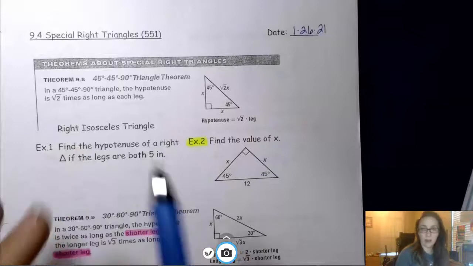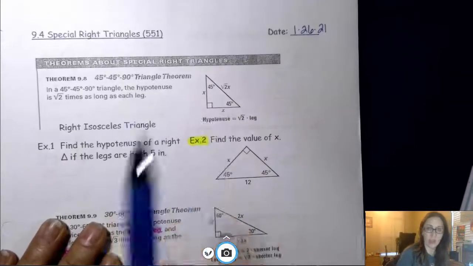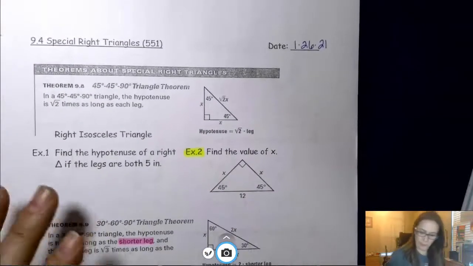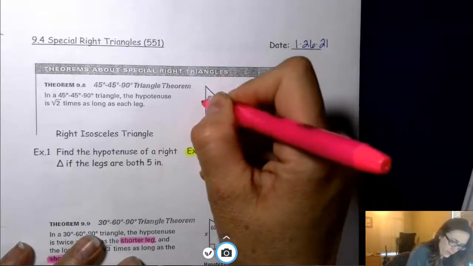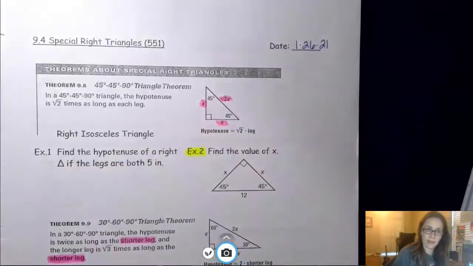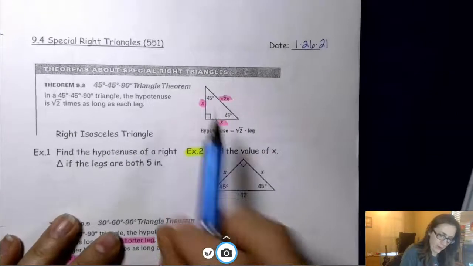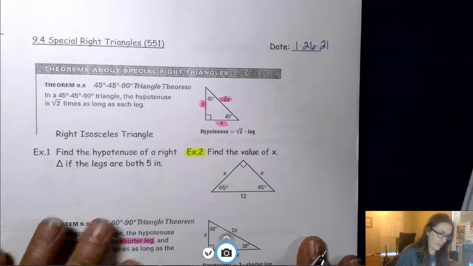Starting with our first one, our first special right triangle is going to be a 45, 45, 90. Our second one is going to be a 30, 60, 90. So when we have a 45, 45, 90, here are our three sides. I always call them the general form. If it's a 45, 45, 90, it's an isosceles right triangle. These two sides are going to be the same. Over here, it's going to be x root 2. Every single time it's going to work out that way.